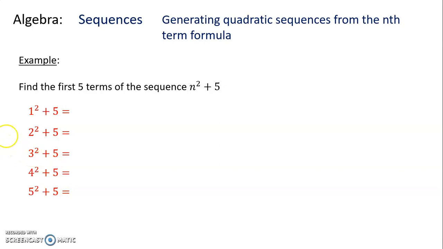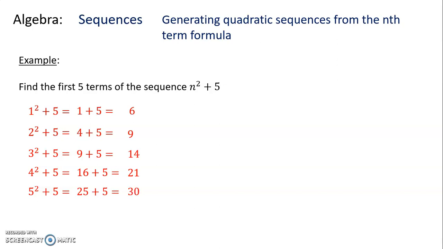Now I've got to just make sure I'm using BIDMAS here. BIDMAS has brackets first and then the I is for indices. In other words, I have to work out my indices here before I add 5. So I'm going to square 1, which gives me 1, then add the 5 to give 6. 2 squared is 4, add 5 gives me 9. 3 squared is 9, add 5 gives me 14. 4 squared is 16, add 5, which gives me 21. And 5 squared is 25, add 5, which gives me 30. And those are the first 5 terms of my sequence.